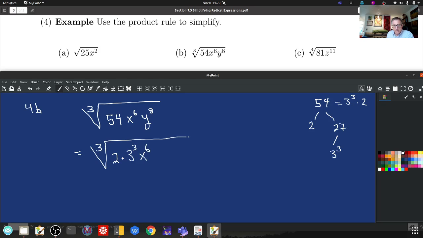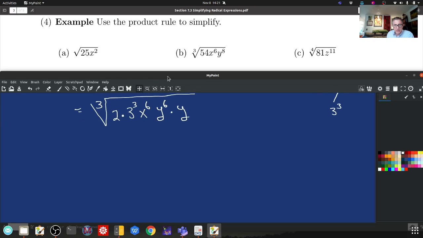So what can I do to get y to the 8th? Well, 8 is clearly greater than 3, so that means I can do something. If I subtract 2 from 8, I get 6. So I can write y to the 8th as y to the 6th times y. So I'm just going to dispense with the absolute value signs from now on. And what can I do here?